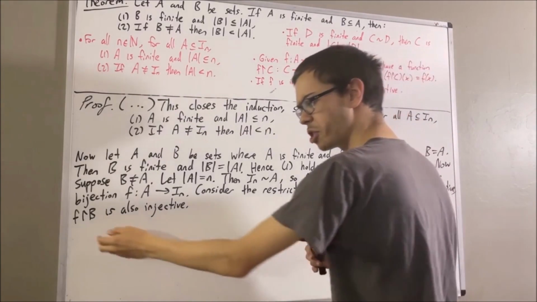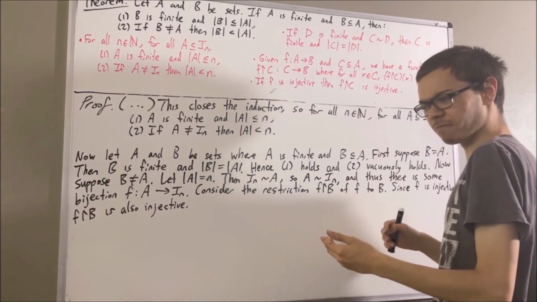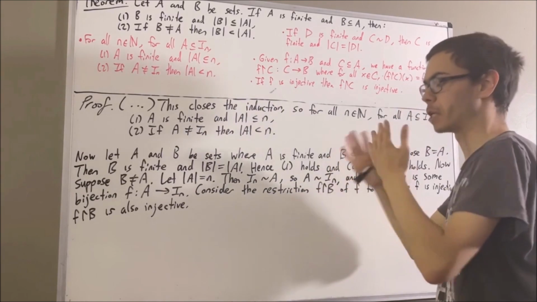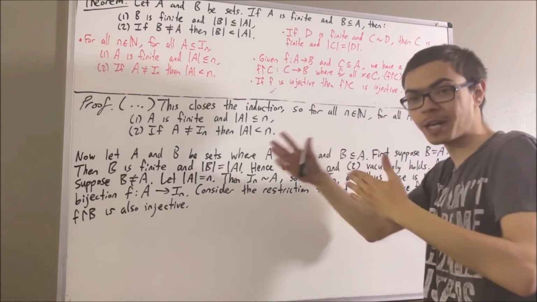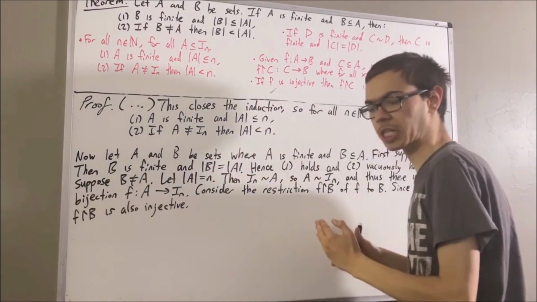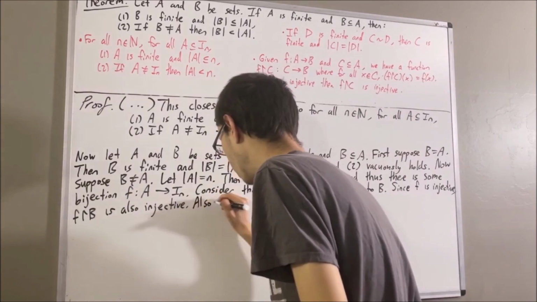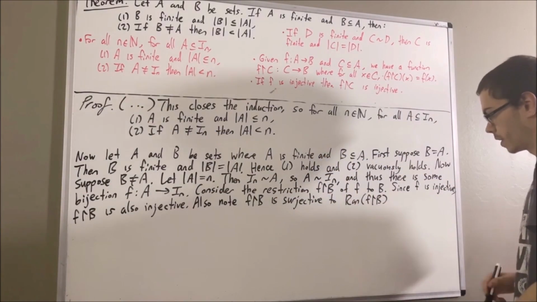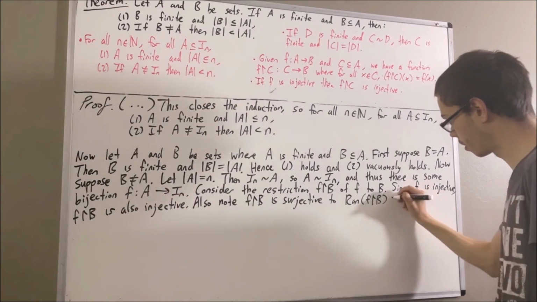But is the restriction of F to B surjective? Well, it's a good thing that every function is surjective to its range. So the restriction of F to B is surjective to its range. And for convenience, I'll call the range J.